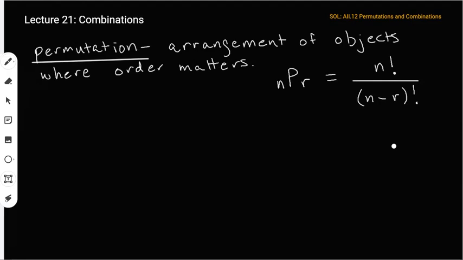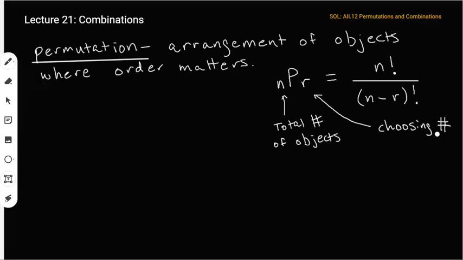Okay, so that is the permutation formula. Your N is going to stand for your total number of objects. It's usually going to be the bigger number. And then R is going to be how many you're going to choose. So I like to call it the choosing number. And again, R is usually going to be less than N, but sometimes these two numbers can equal each other.